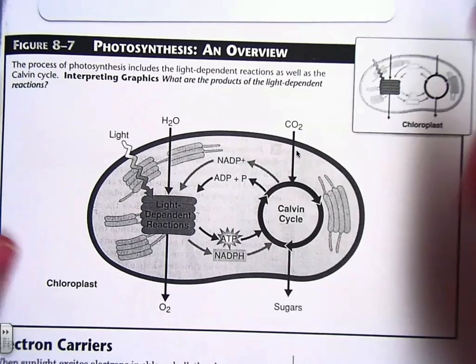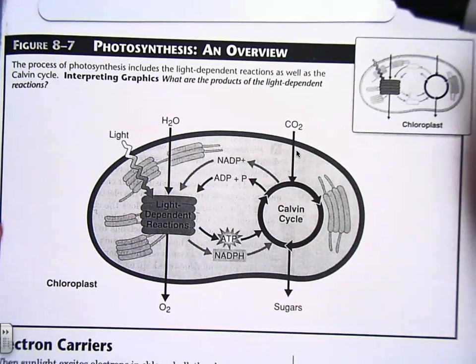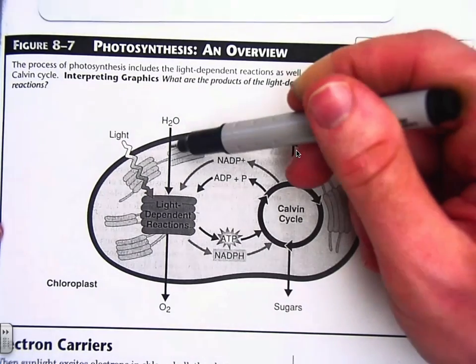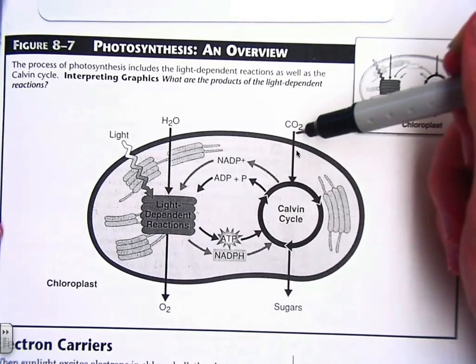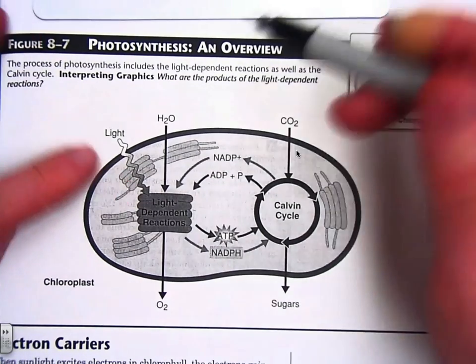Let's check out this picture, photosynthesis: an overview. Check it out with me. Here we've got H2O coming into the chloroplast. We have CO2 coming into the chloroplast. And we have light coming into the chloroplast.